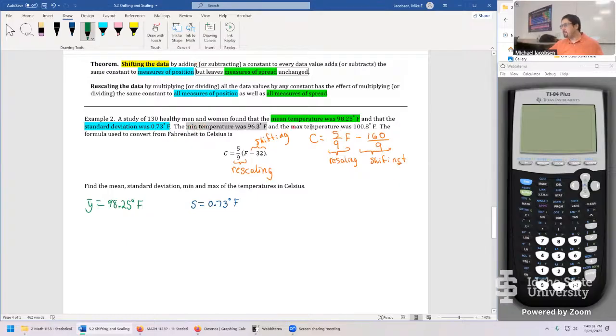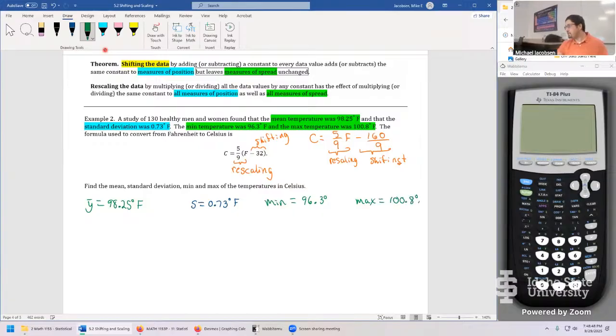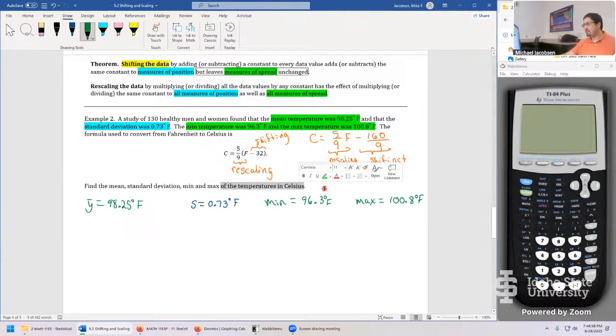We're also given a min temperature and a max temperature, but those are also measurements of position. So let's write them in as min 96.3 degrees. Max is 100.8 degrees Fahrenheit on both. Then it tells us find the mean, standard deviation, min and max of the temperatures in Celsius.